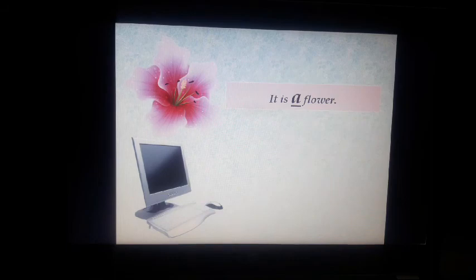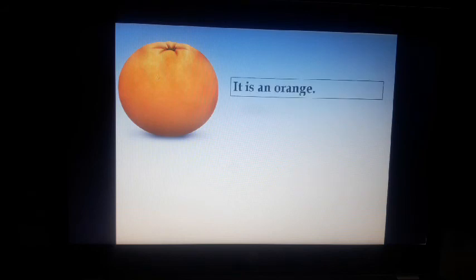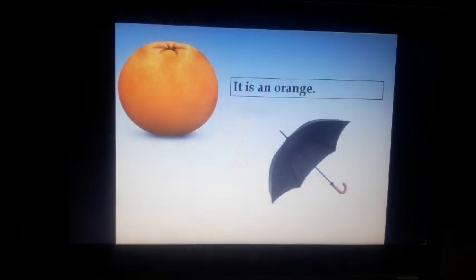Look at the picture. What do you see? It is a flower. Look at the next picture. What is it? It is a computer. And what is it? It is an orange. And what is it? It is an umbrella.